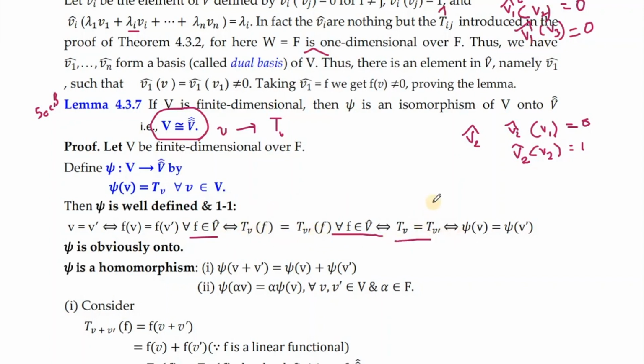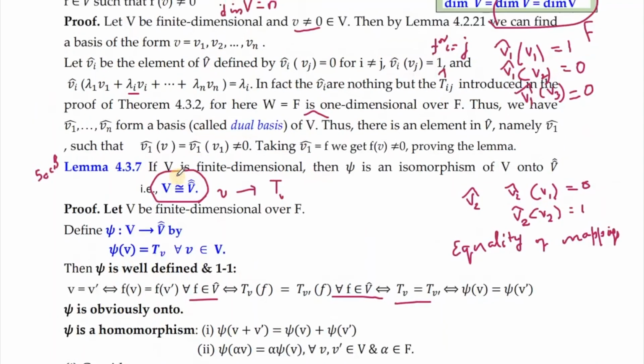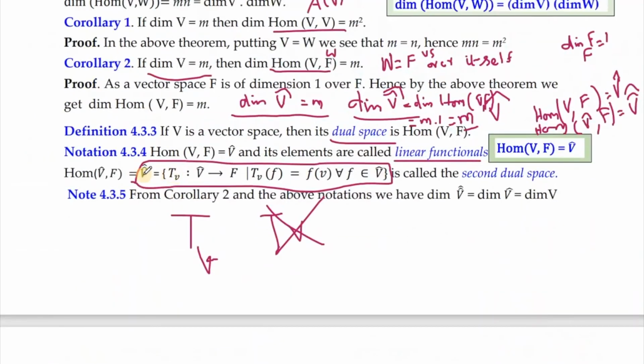That is the definition of equality of mappings. We are using the definition: two mappings are equal if and only if the images are equal. So this is nothing but psi of V, and this is nothing but psi of V prime. Psi is obviously onto, because how did we define our V double cap?